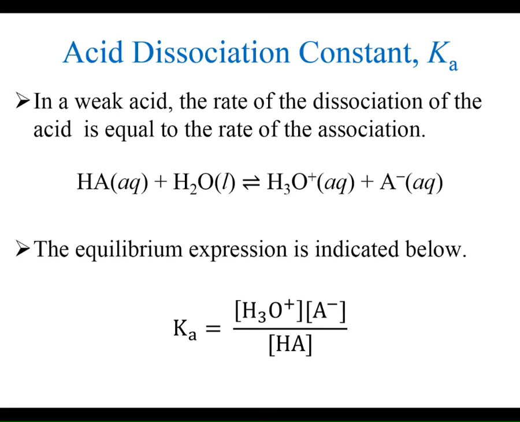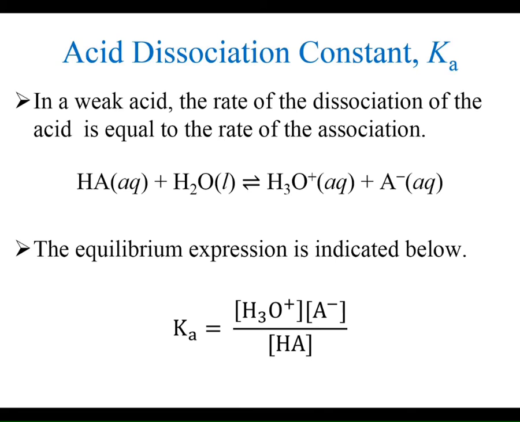You said that if K was bigger, the products were bigger, right? Well, think about it mathematically. If K is big, is there more of these or more of these? More of these, more products. So it must be a good acid, right? Because it is dissociating a lot. If K is small, that means it's a poor acid and most of it's staying together as HA.